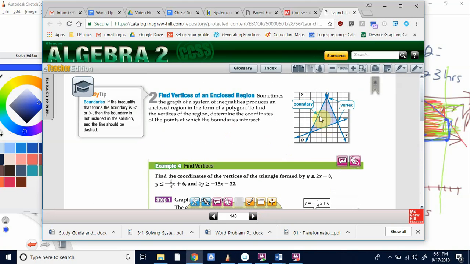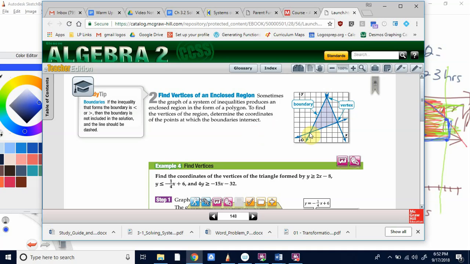Now, sometimes we might have several inequalities like we did, and it's going to form an enclosed region of a polygon. What's a polygon? A closed, flat shape with straight edges. So here, this formed a triangle, right? So we're going to have 3 vertices, and we're going to have a region in between. So the outside is called the boundary. Obviously, it forms a boundary. And then you've got the vertices where they cross.